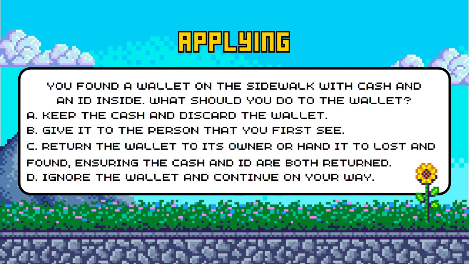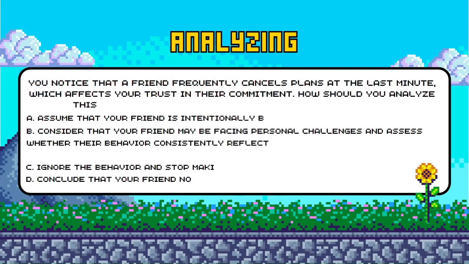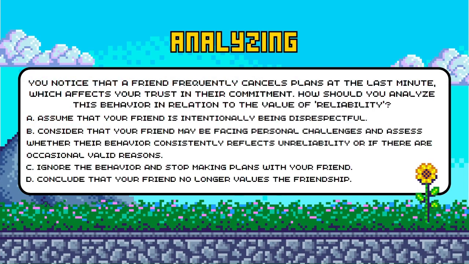It's like this question: you found a wallet on the sidewalk with cash and an ID inside. What should you do with the wallet? It's like applying your knowledge of honesty in real life situations, because this often happens nowadays. Yeah, this happens all the time. This question requires students to apply their understanding of integrity and honesty to decide how to act in this scenario. It's like putting theory into practice.